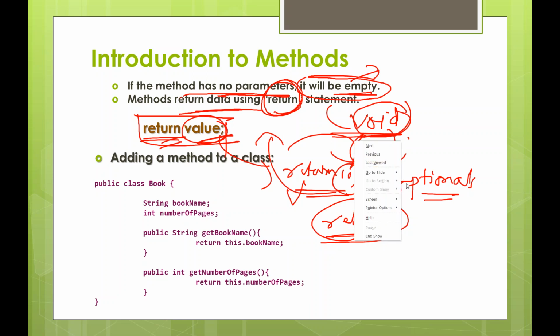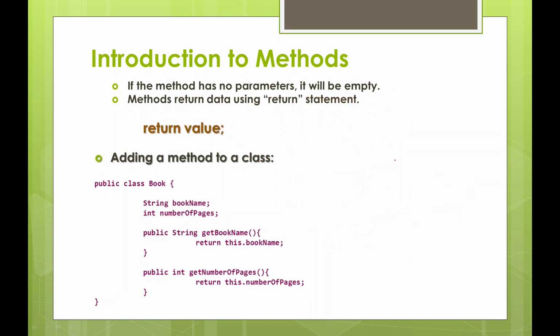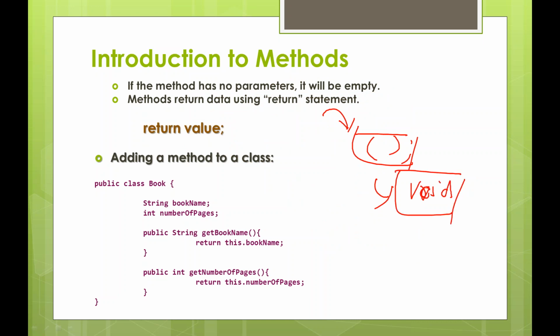So important points are: we know how to define a method, and then you can pass parameters to a method. If a method does not take any parameters, the parentheses will be empty. If a method does not return anything, the return type should be void. It must be void if it is not returning anything. If it is returning something, instead of void you should specify the type, the type of the data returned by the particular method.